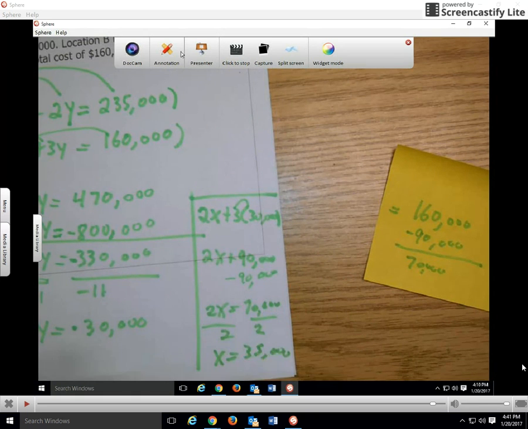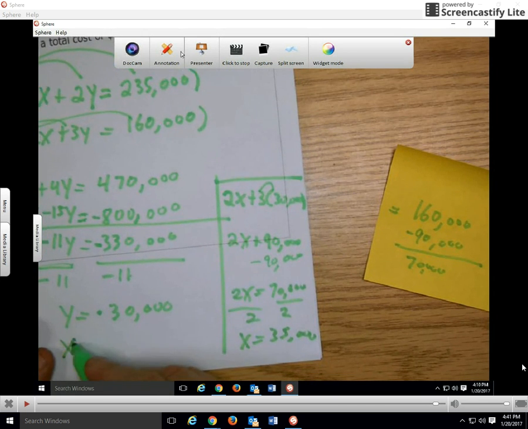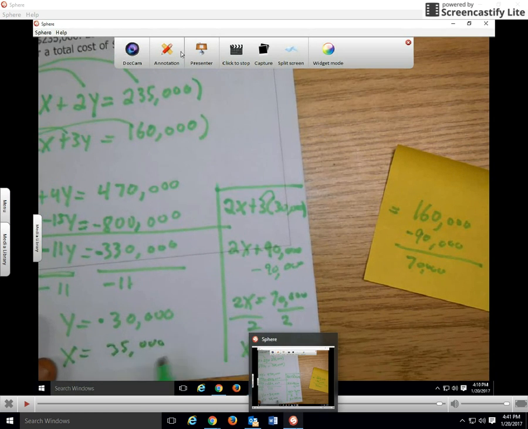So, what were we able to do from this algebra? Based on that information, we were able to figure out that a small van was 30,000, and a large van was 35,000.